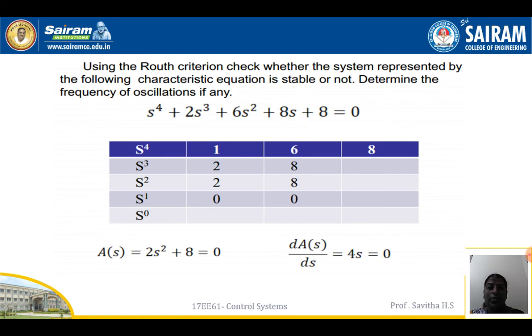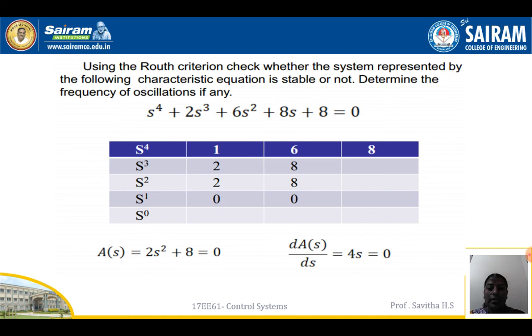Using the routh stability criterion, check whether the system represented by the following characteristic equation is stable or not. Determine the frequency of oscillations, if any. The characteristic equation is s to the power of 4 plus 2s cube plus 6s square plus 8s plus 8. So s to the power of 4 is 1, 6, 8 and s cube is 2 and 8. S square is 2, 8. So the s to the power of 1 row will be 0, 0.